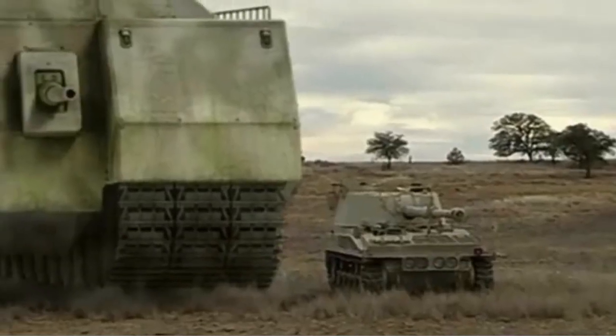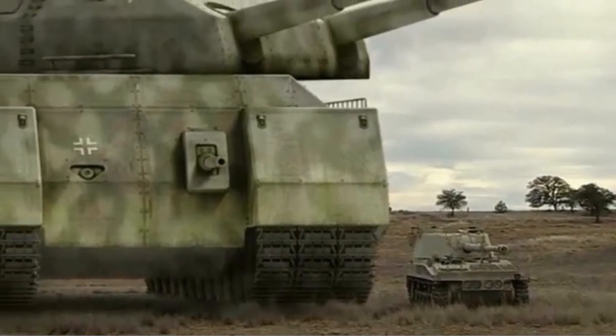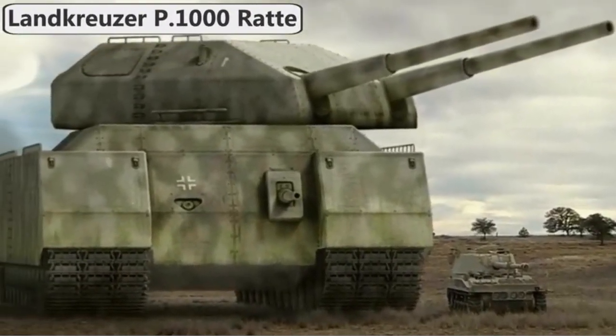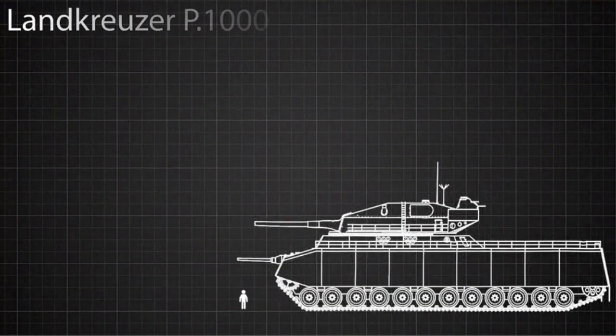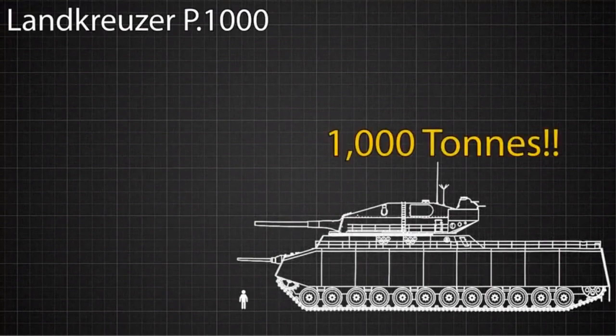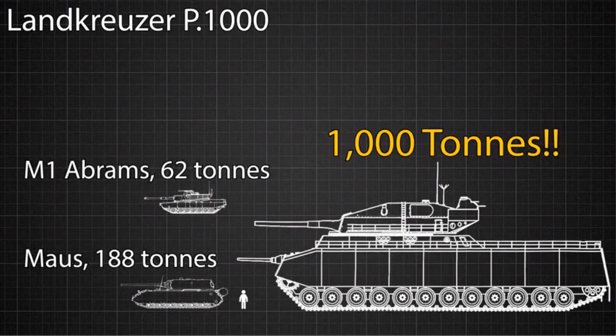Finally, if there ever was a real-life boss battle against an evil enemy worthy of a video game, it would have been against the German-designed Landkreuzer P-1000 Ratte. Personally approved by Adolf Hitler himself, the finished tank was intended to weigh 1,000 metric tons, which is over 5 times heavier than even the Panzer VIII Maus, and over 16 times heavier than a modern M1 Abrams tank.